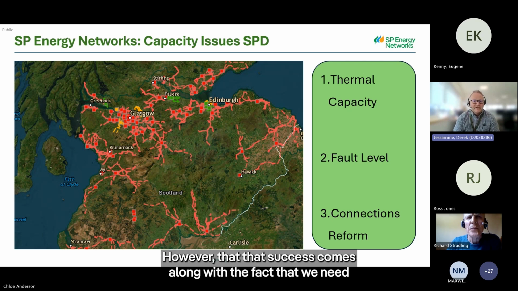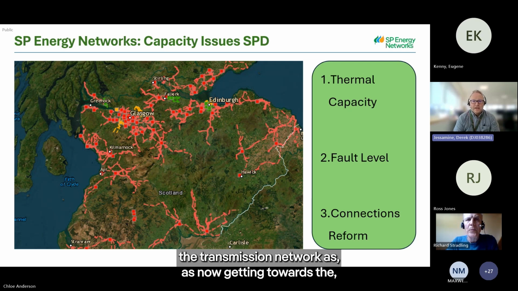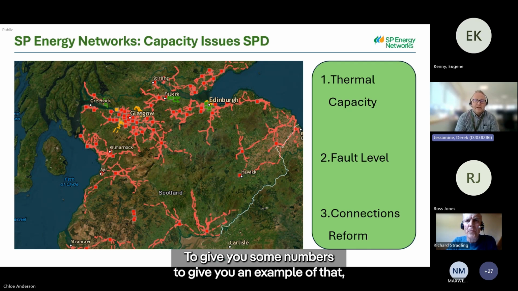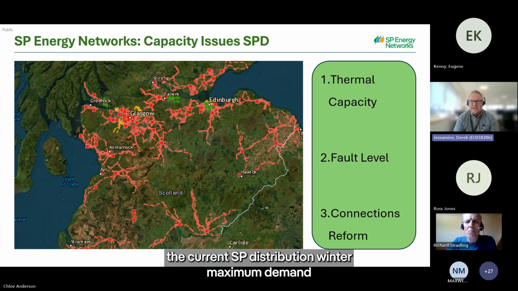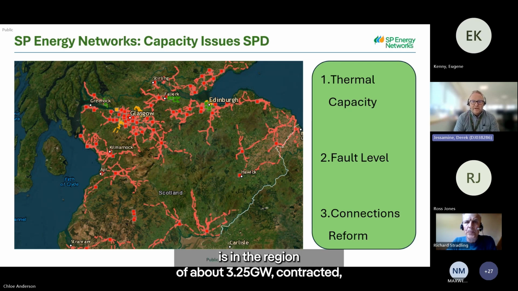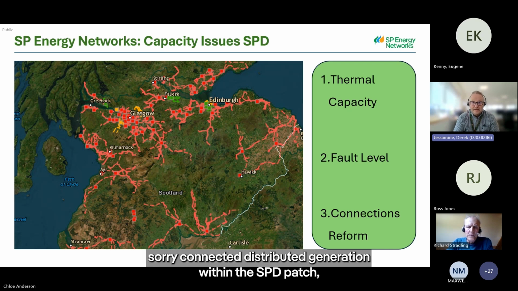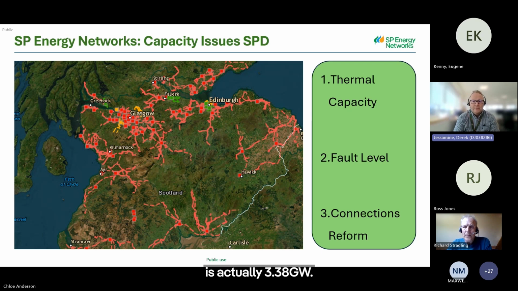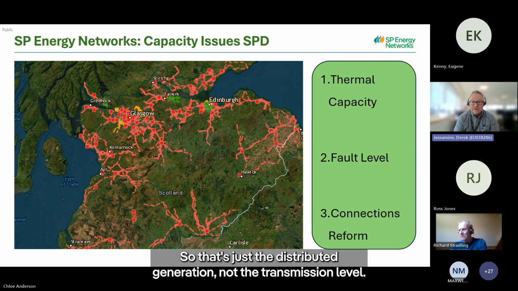However, that success comes along with the fact that the transmission network is now getting towards the tipping point, and there's a lot of work now required on the transmission network to enable further growth. To give you an example of that, the current SP distribution winter maximum demand is in the region of about 3.25 gigawatts. Connected distributed generation within the SPD patch is actually 3.38 gigawatts. So that's just the distributed generation, not the transmission level.